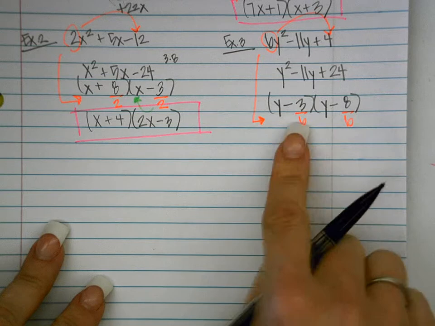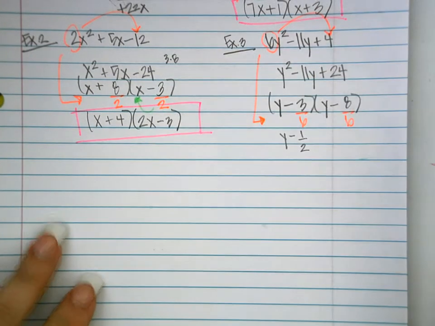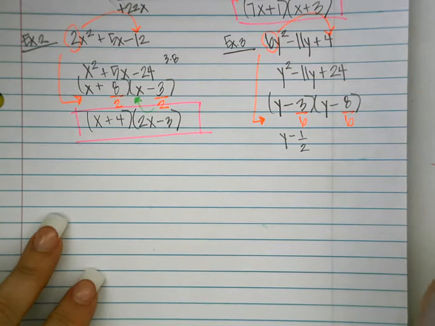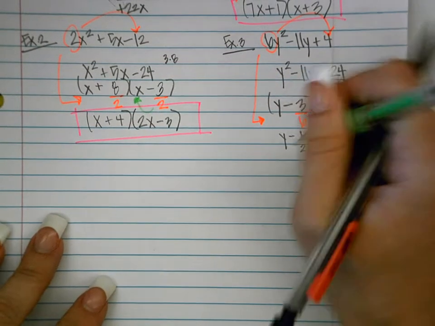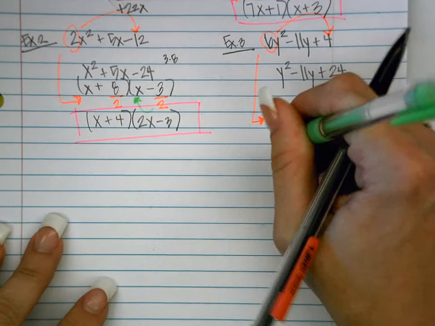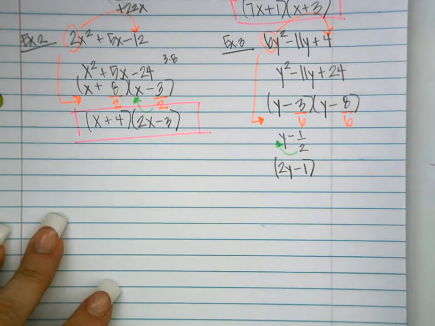Okay, so if we reduce this, that becomes y minus 1/2. I don't want fractions here. Okay, so once you reduce, if you still have a fraction, what you do is you take the denominator and move it up front to the parentheses. So this actually becomes 2y minus 1.